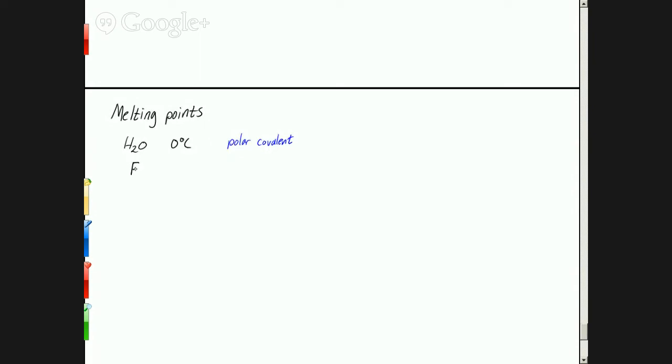let's take fluorine. It's about the same size, F2. Is fluorine polar or nonpolar? Nonpolar, why? Yeah, because you've got an F and an F. So there's no difference in electronegativity there, right? It's the same, 4 and 4. So that would be nonpolar covalent. And its melting point is minus 220 degrees C.